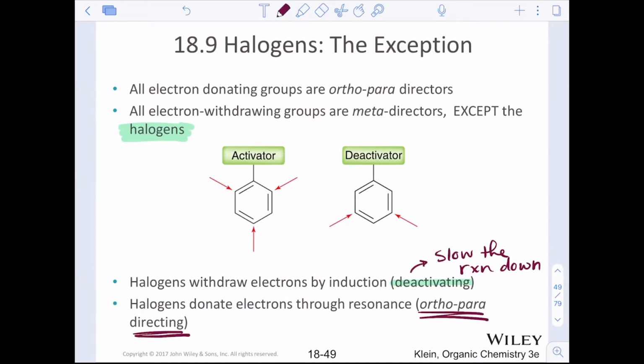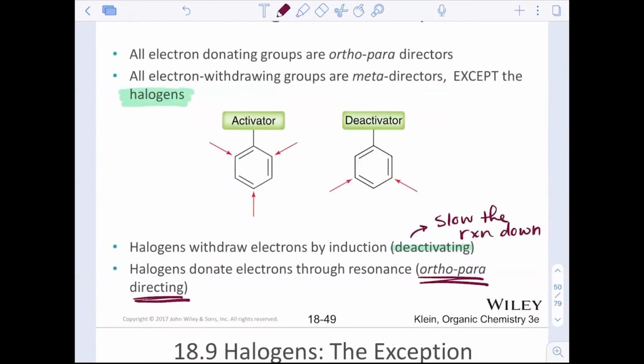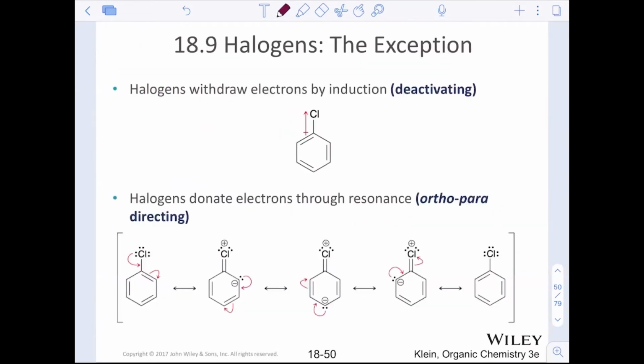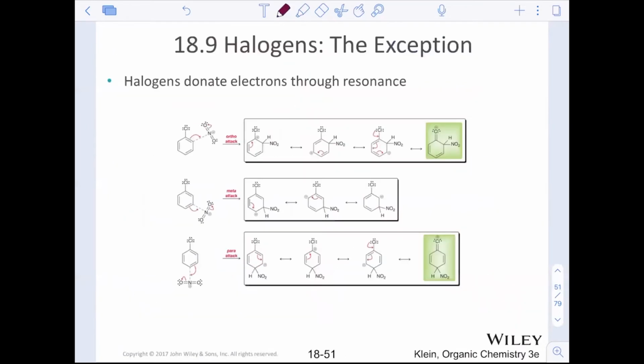So even though halogens make benzene slower at reacting, they still can resonate. So see the resonance there, yeah. Which means that by default, their sigma complexes for the ortho attack and the para attack are more stable.